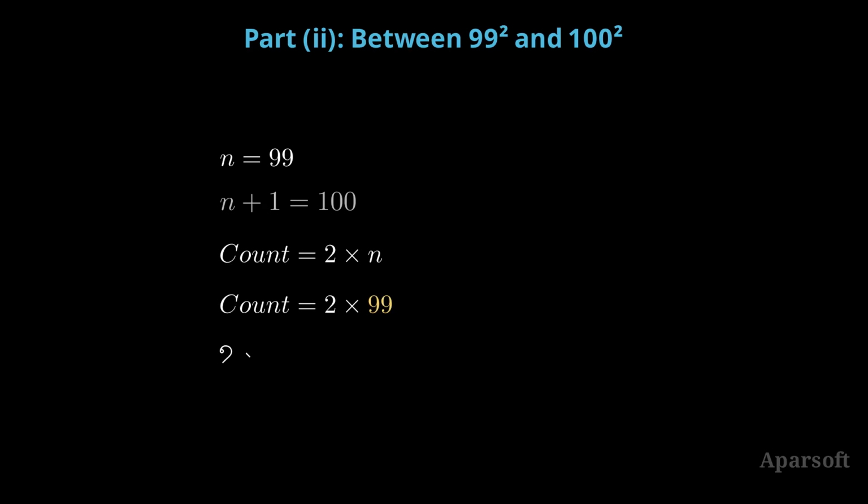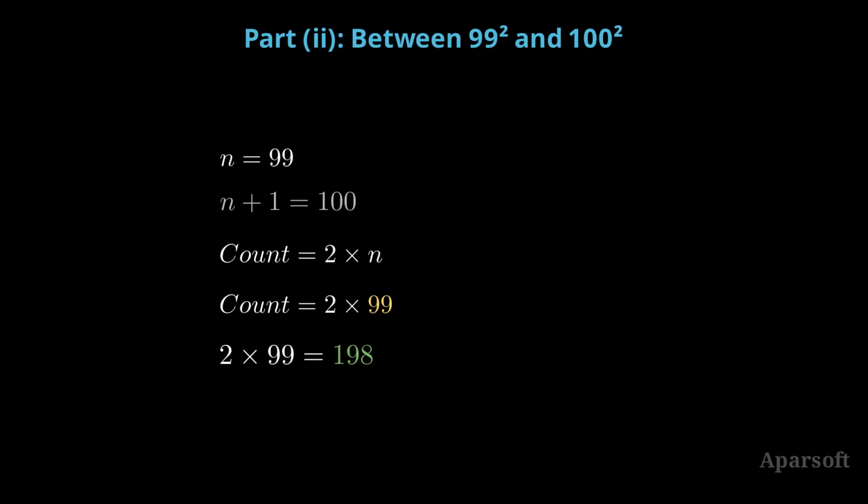Part 2. Between the squares of 99 and 100. We are going to apply the same idea. Here, n is 99. 2 times n, so we need to perform 2 times 99. And 2 times 99 gives us 198. See how fast we were able to get the answer?